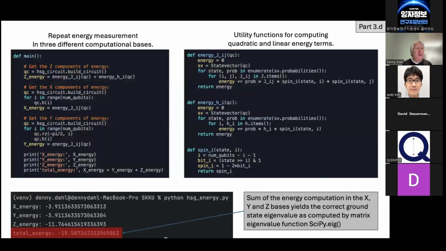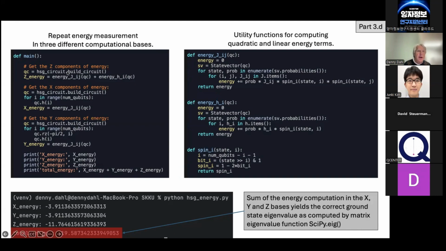The last thing that we have to do now is compute the energy. The reason this is slightly tricky is because the Hamiltonian contains terms that cannot all be measured in the same computational basis. The Hamiltonian contains ZZ terms and Z terms. Those can all be measured in the usual computational basis, but the Hamiltonian also contains XX terms and YY terms. So to measure those terms, we have to move those operators into the ZZ basis so that we can measure them. And so here's my routine that builds the circuit.